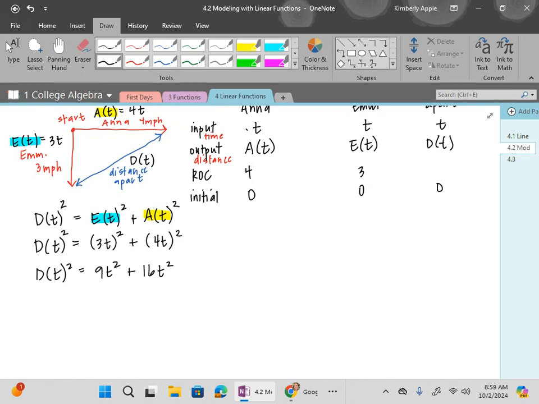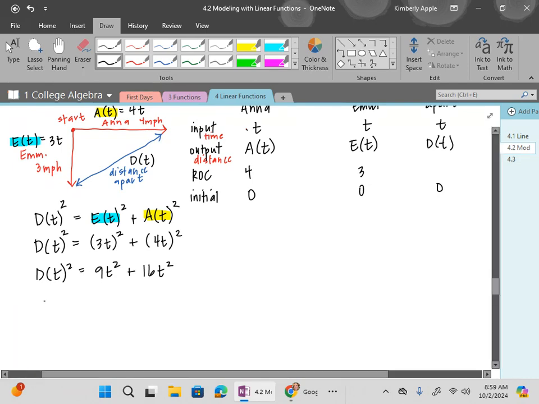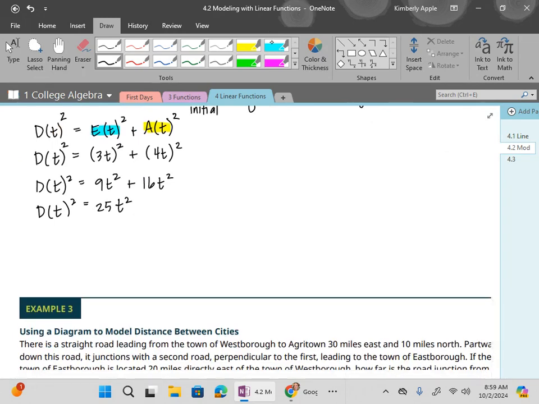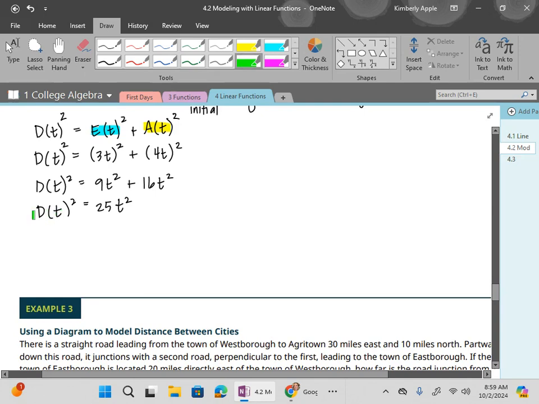Can I combine some like terms? Sure. They're both t squareds. This will be d of t squared equals 25t squared. And watch what I'm about to do. I would like to know what d of t is as a function. So how can I isolate and solve this equation for d of t?